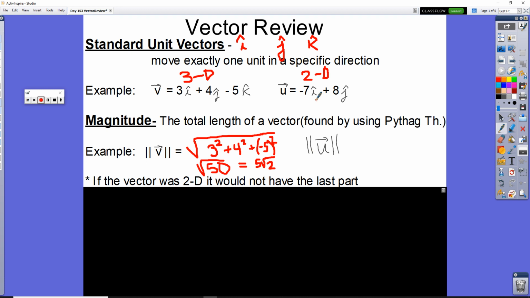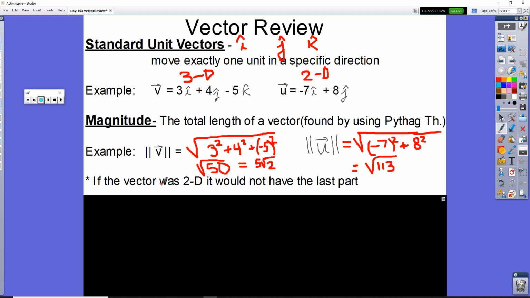The magnitude of vector u, that's this one right here, since it's only 2-dimensional, is going to use the 2-dimensional Pythagorean theorem. We're going to be squaring (-7). Again, put the negative numbers in parentheses so that you remember you're squaring the negative as well. And also squaring 8. So this is 49, this is 64. When you add that up, you're going to get the square root of 113. If you could simplify this, you should, but square root of 113 doesn't simplify.